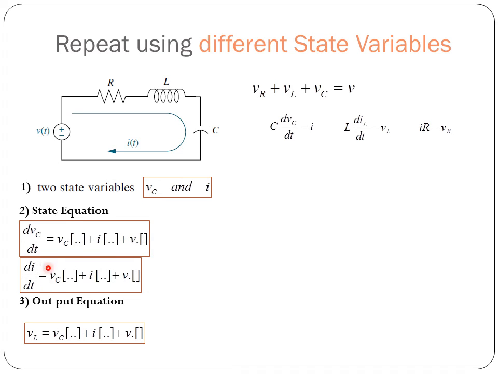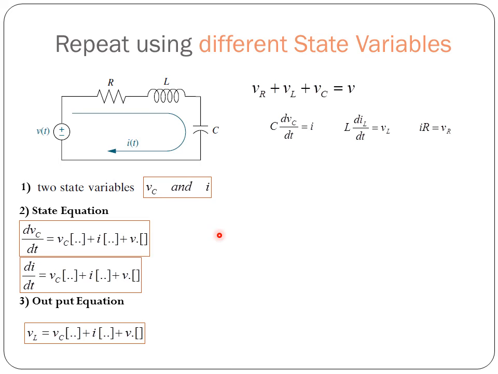Similarly, for di by dt, look at these equations. You cannot use this one, because di by dt is equal to 1 by L into VL, but VL is not our state variable, so you cannot use it. Instead you can use this one, because VL is equal to V minus VC minus VR, and VC is the state variable and VR can be replaced with I. So use this equation to write this equation. And similarly you can also write the equation for VL from this KVL equation. Just try to do it yourself. You can pause the video if required.